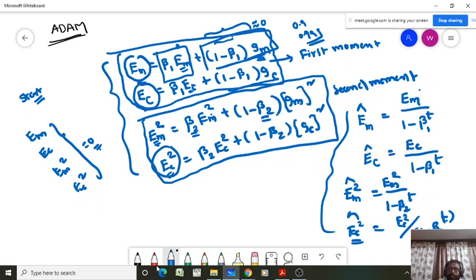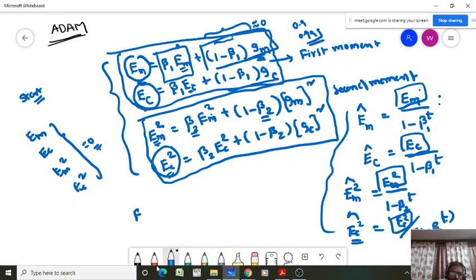Maybe you ask, sir, what is the need of calculating this bias correction? As I said, in the non-bias case, the EM, EC, EM2 and EC2 values are mostly biased towards 0 in the initial case. They may reach very small values. How can we overcome that? By dividing with the 1 minus beta 1 power t term. What happens with 1 minus beta 1 power t in the first iteration?